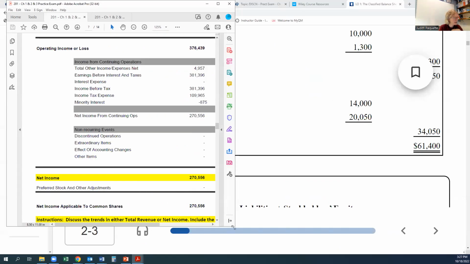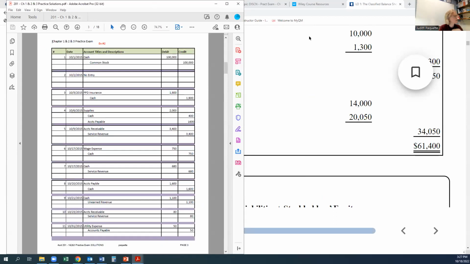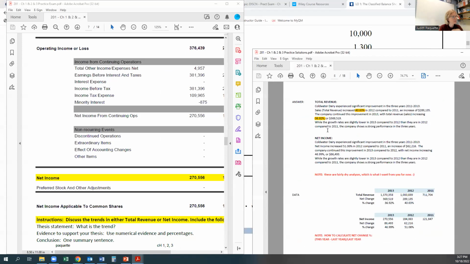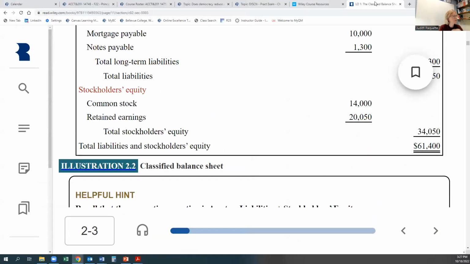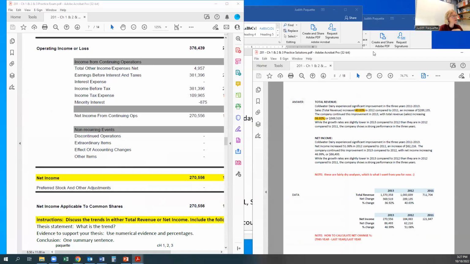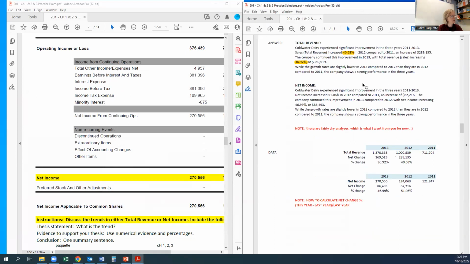Let's break that down. And let's just put the solution side by side. Okay, so here's the don't do that. Here's the solution. Okay. And it's kind of small on my screen. Can you see both of these pages? Yes, no? Yes. Okay.